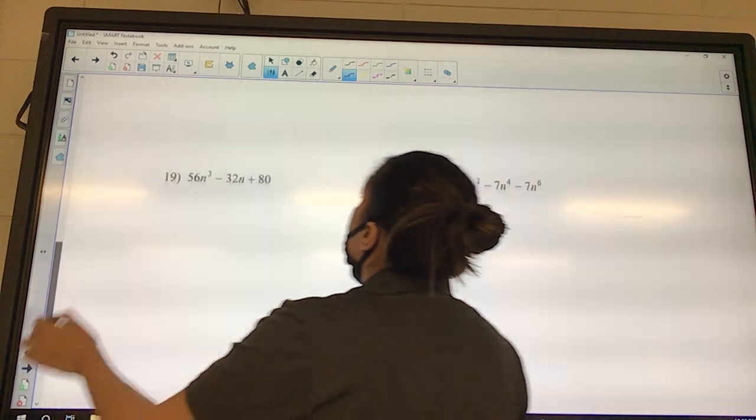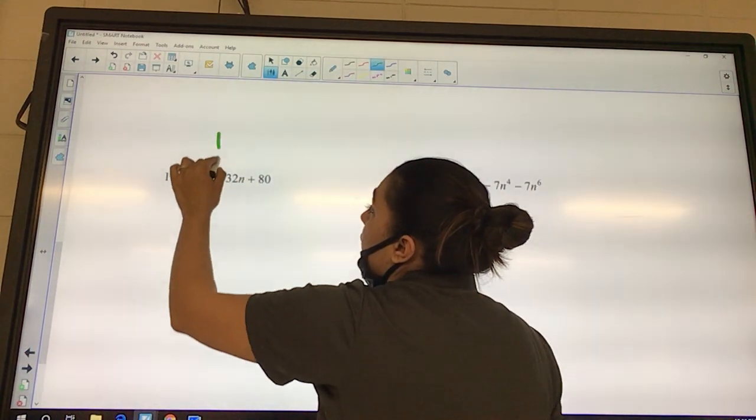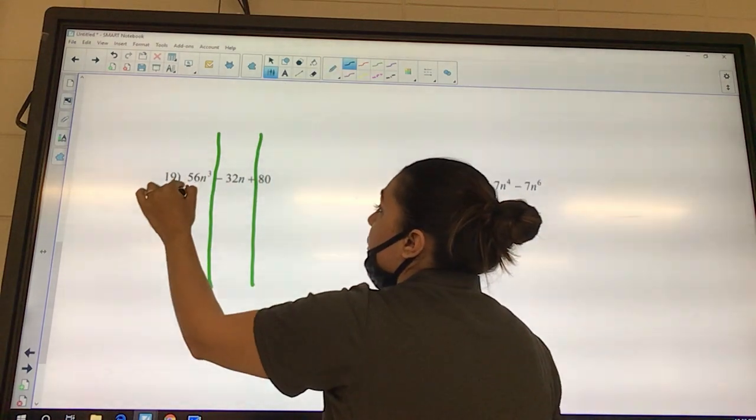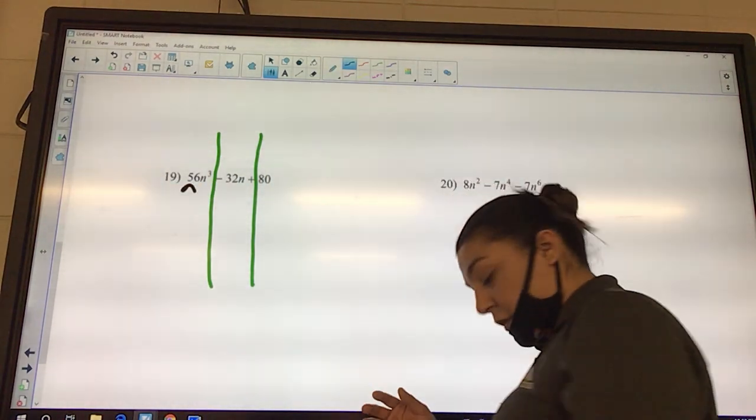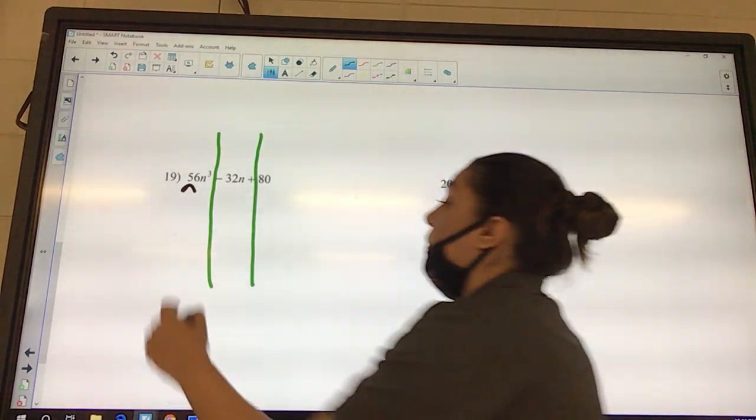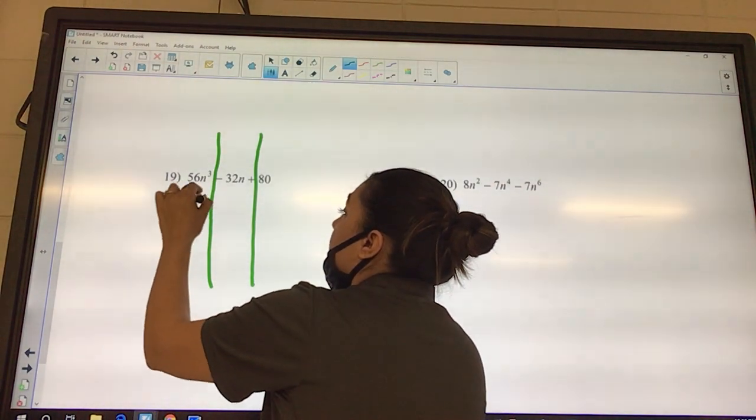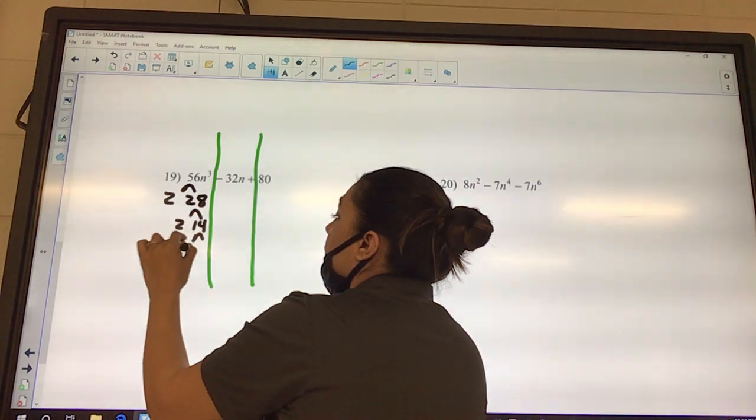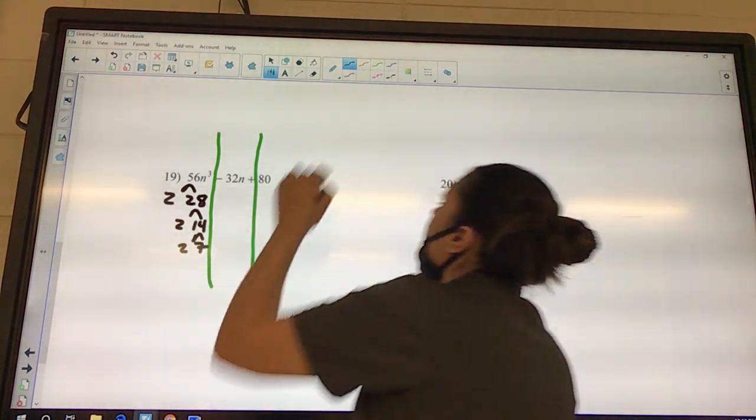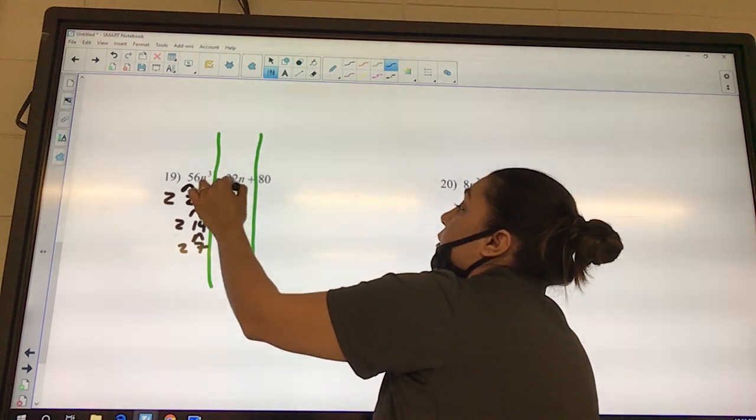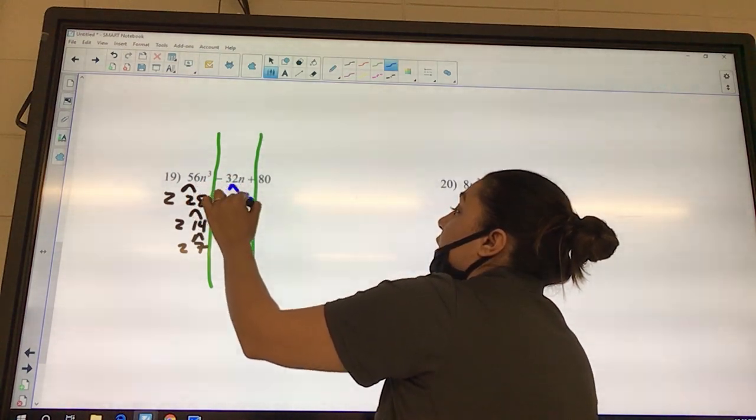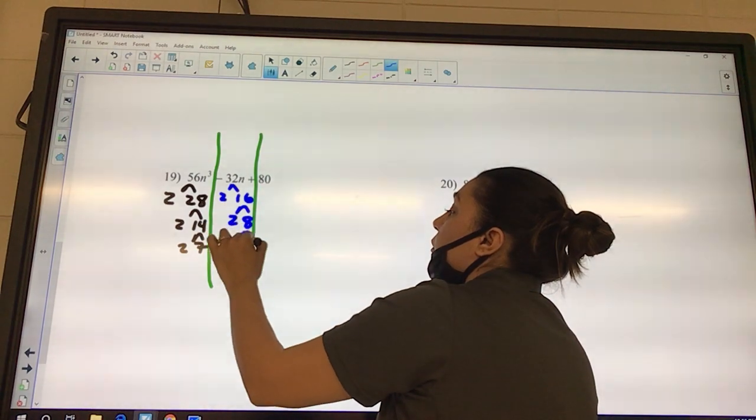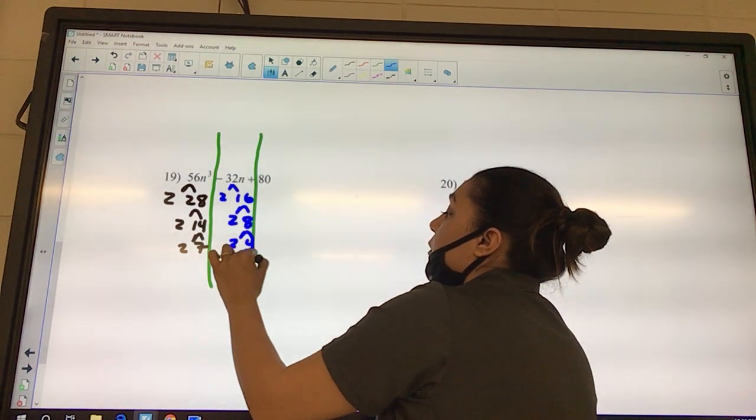Okay, look at number 19. Draw your little lines in between them. Factors of 56: does 2 go into 56? Yes, 28. And what about 28? 2 and 14. 2 and 7. Okay, 32: 2 and 16, 2 and 8, 2 and 4, 2 and 2.